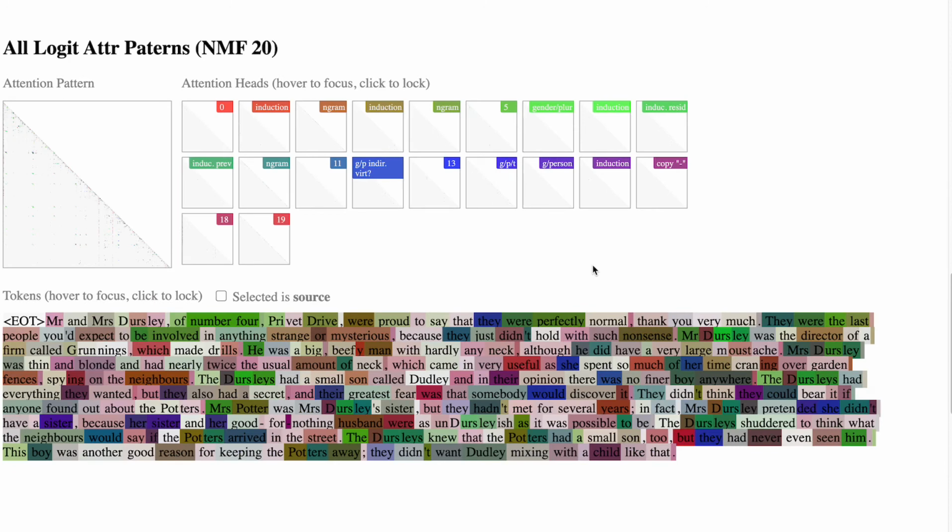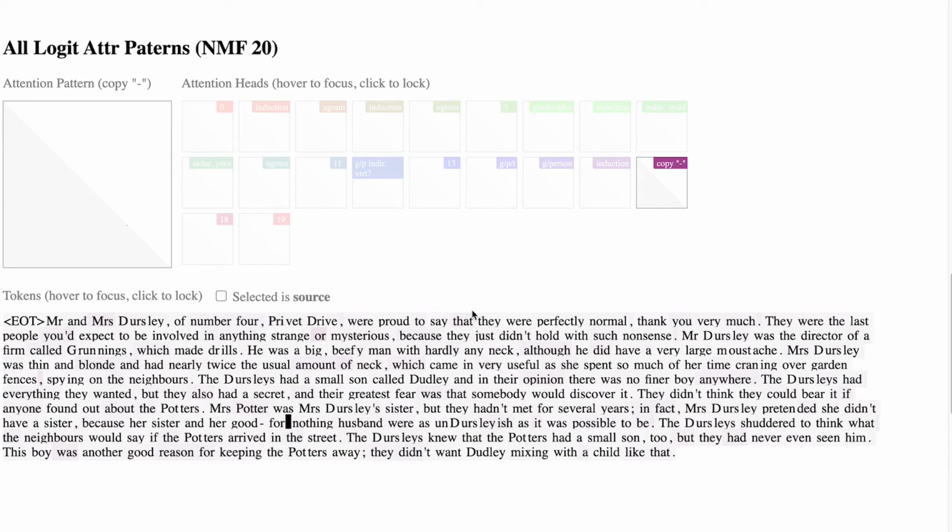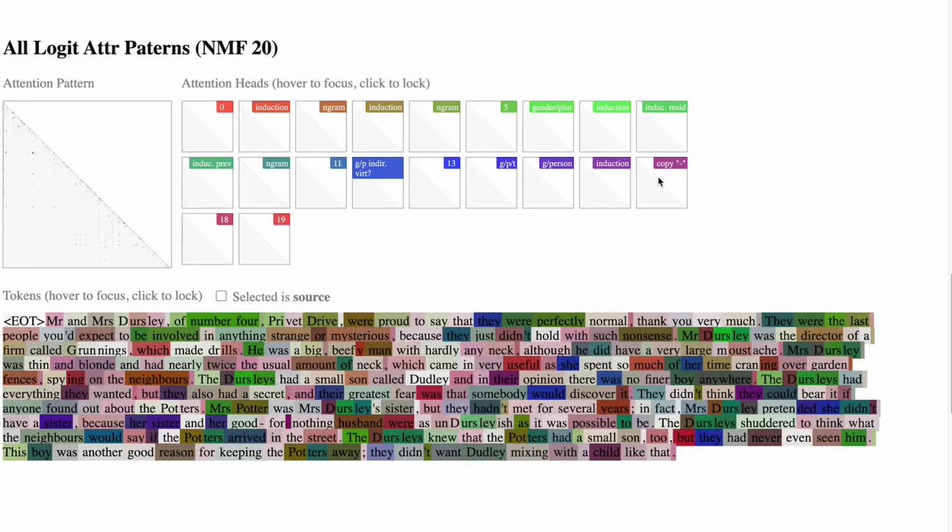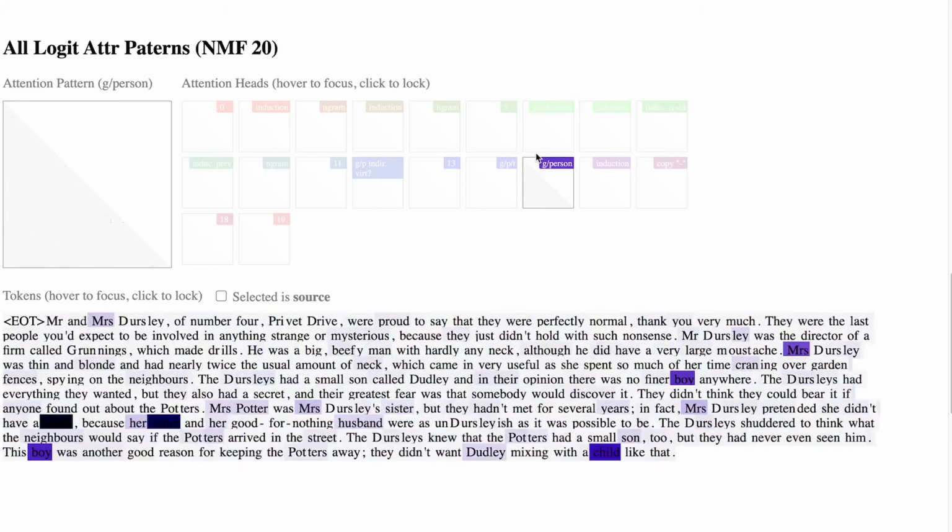We'll see things related to other kinds of copying as well. Like this one's really simple, but here we're copying that dash. So we have good for nothing. The dash increases the probability of the other dash getting copied. One thing that's really cool, and we will see a lot of when we start looking at attention heads as well, is attention circuits that are responsible for maintaining gender and plurality and agreement around those.